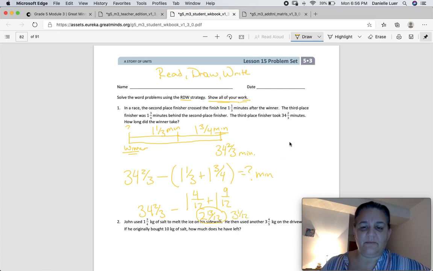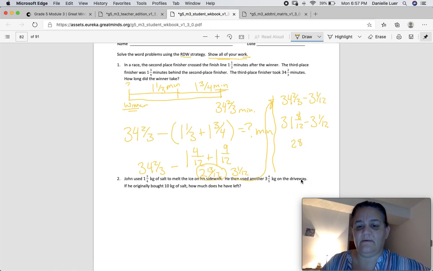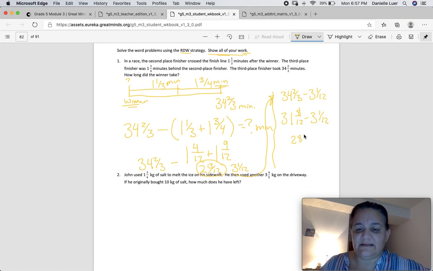Okay, now I'm going to rewrite my problem up here so that I can just kind of keep my flow going. 34 2/3 minus 3 1/12. Okay. So in order to solve this, I need common denominator. I'm going to use 12 again. 34, and if this is 12, that means I multiplied by 4. 2 times 4 is 8, minus 3 and 1/12. 31 minus 3 is 28, and 8/12 minus 1/12 is 7/12.